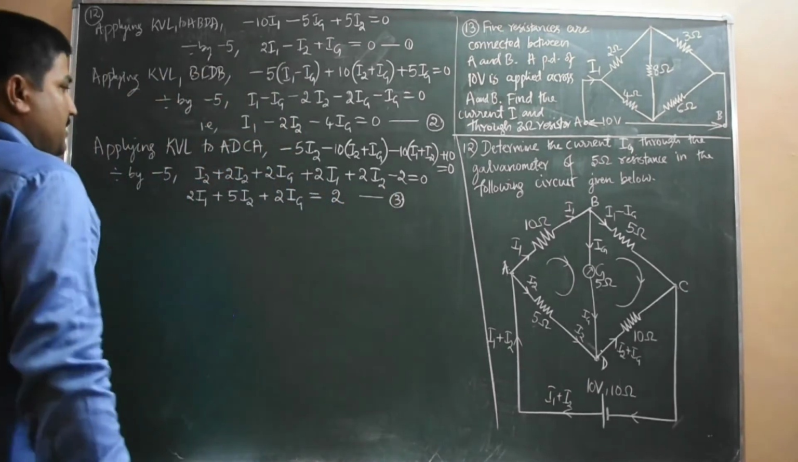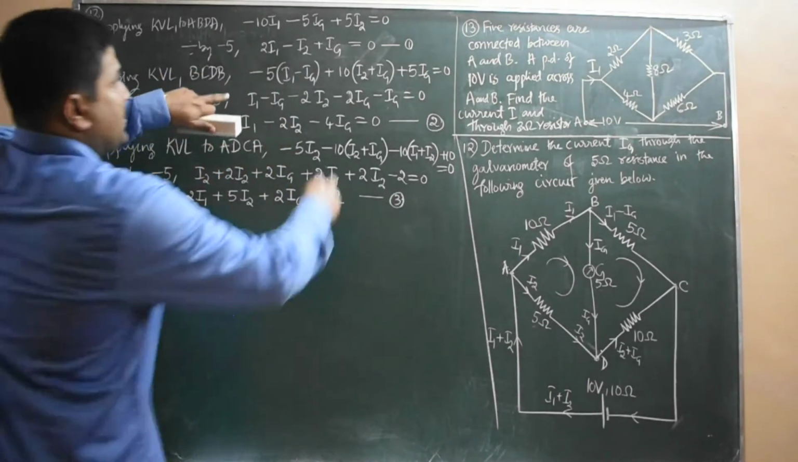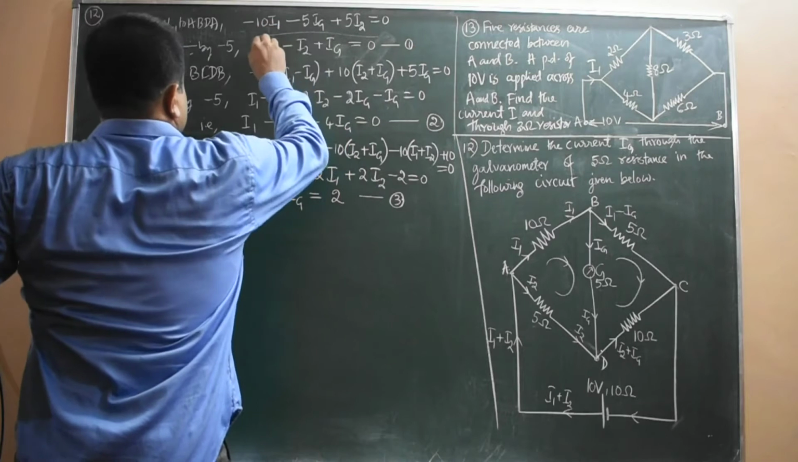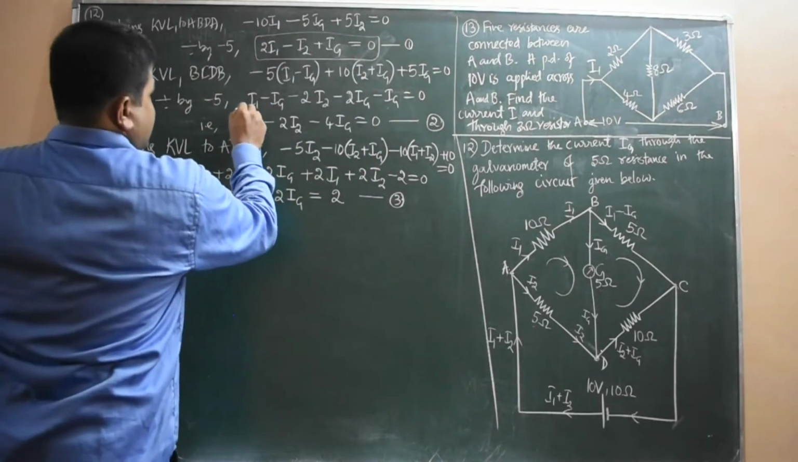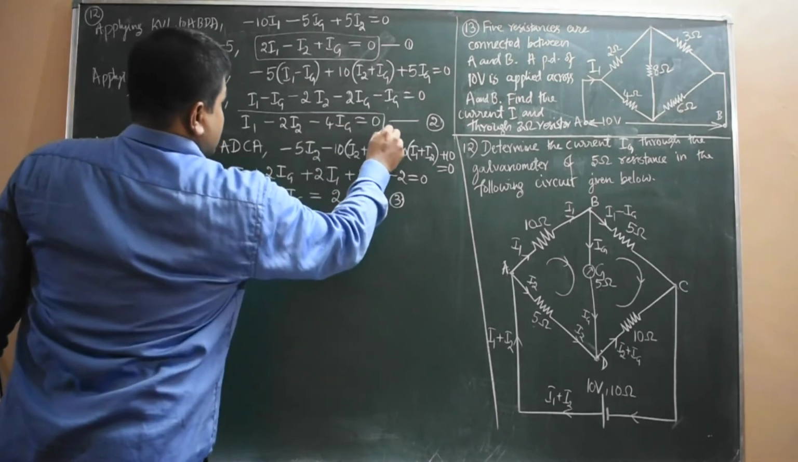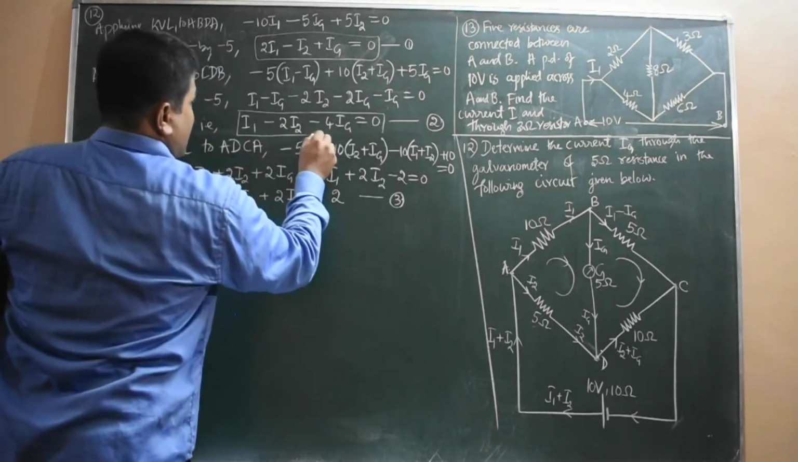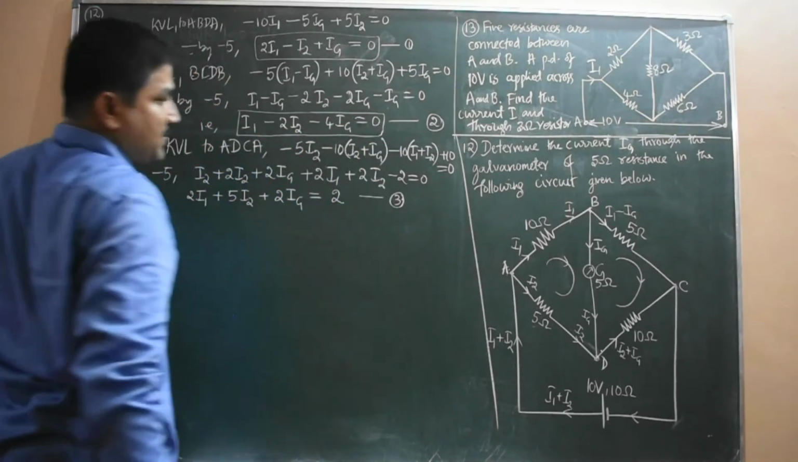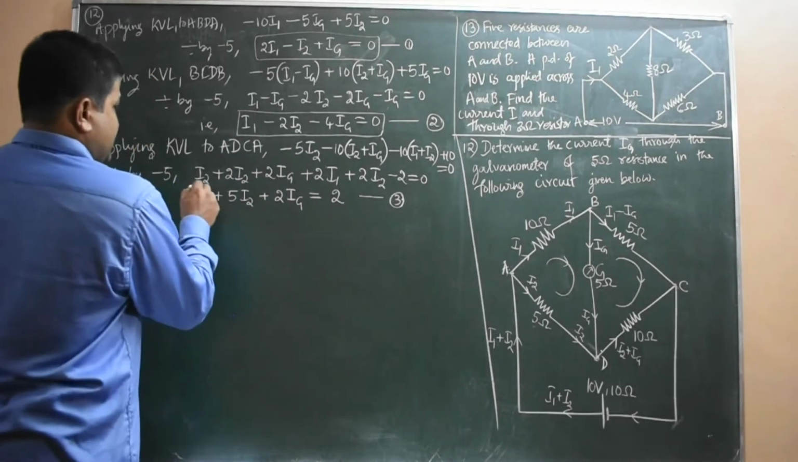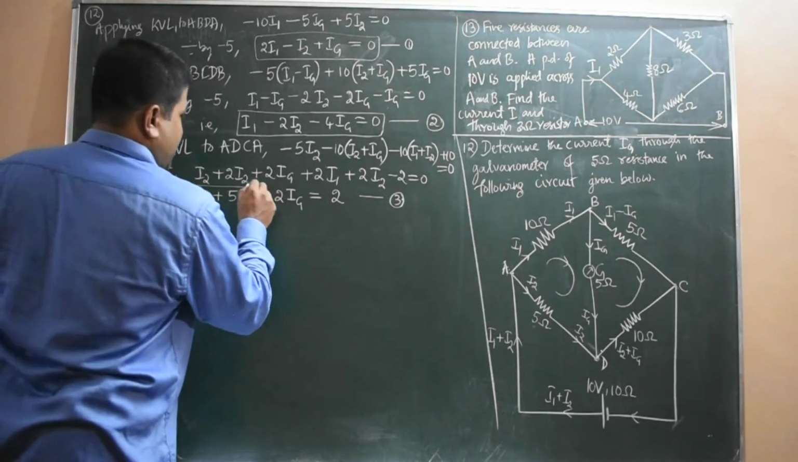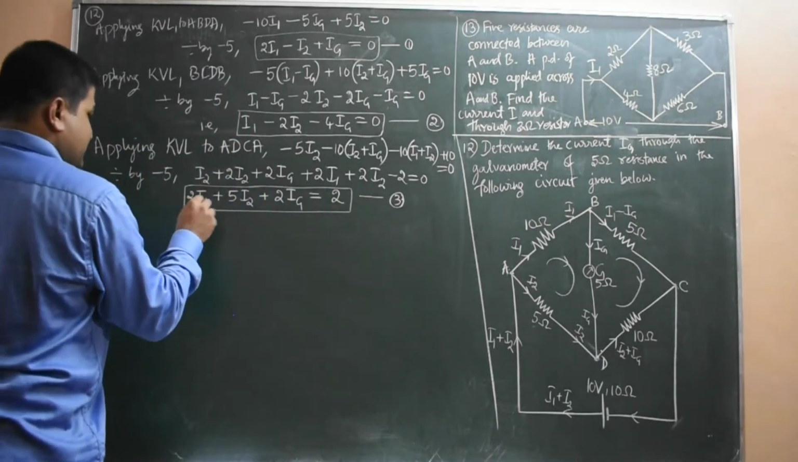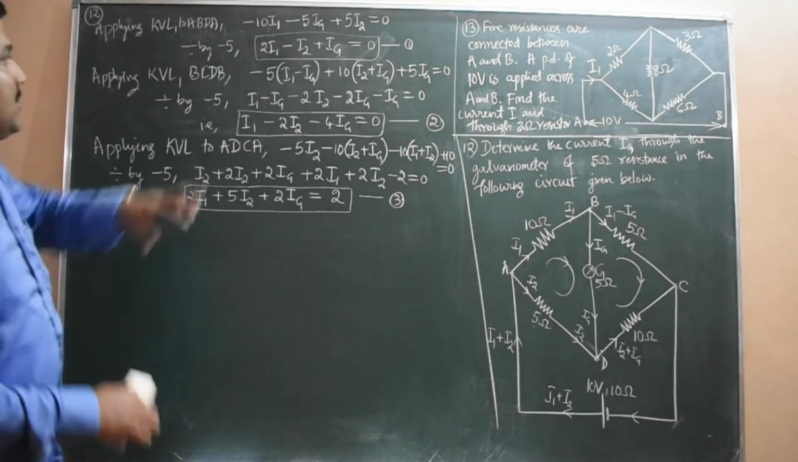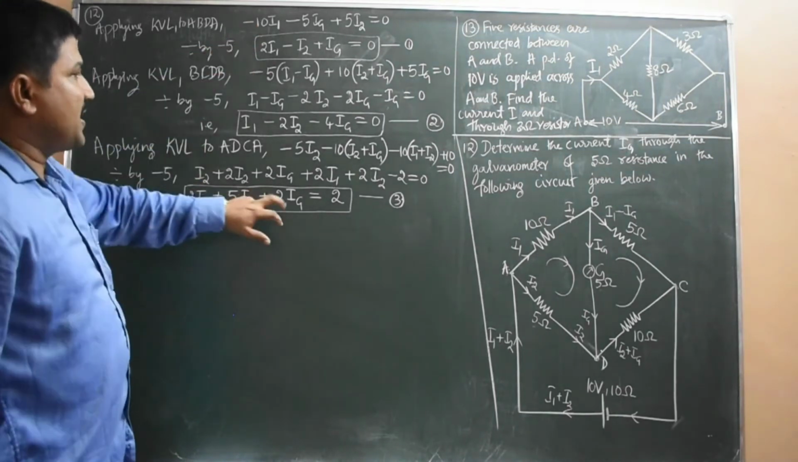Now we have 3 equations. Equation 1 is this. Another equation is this here, the second equation we got for the second loop, B, C, D, B. And this is one more, equation number 3. We have to solve these 3 equations to get the value of Ig.